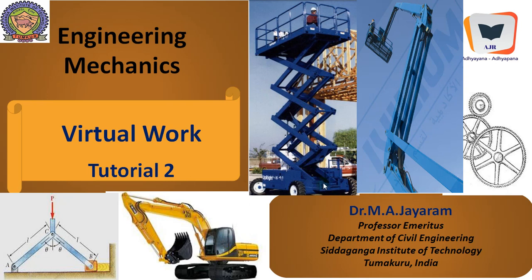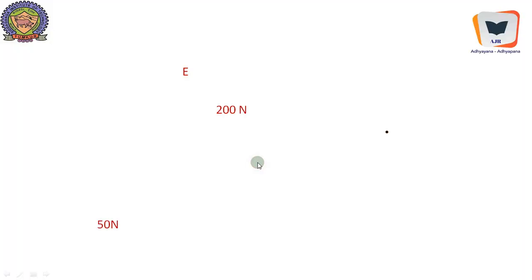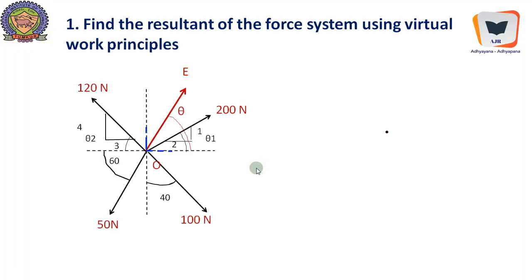Therefore, we will go through the problems very quickly, and the fundamental thing is the virtual work: the sum of the work done in the system should be equal to zero, provided the system is in equilibrium. So the first problem is about finding the resultant, and here are the forces: 120 Newton, 200 Newton with various inclinations. This comes with a slope of 1:2 and this with a slope of 4:3, and we will find out the angles of inclination.